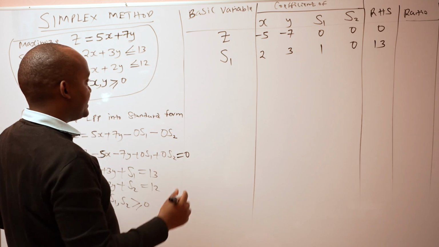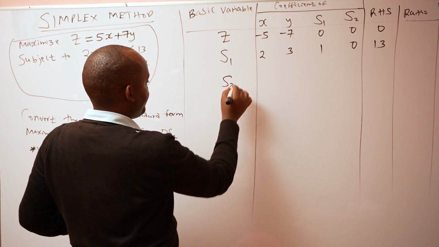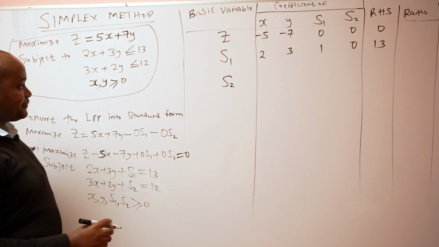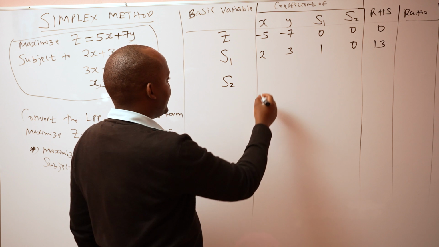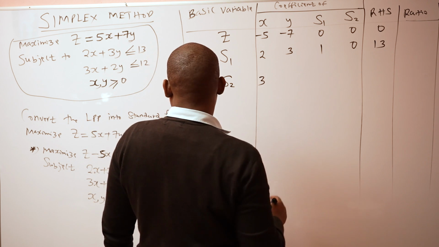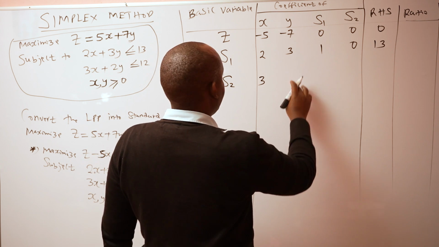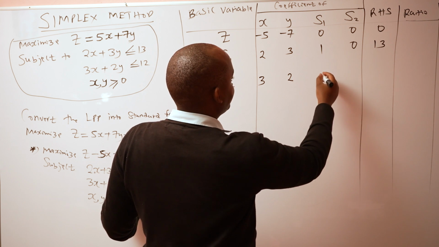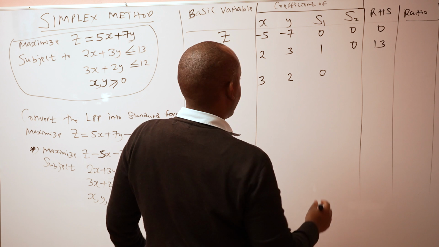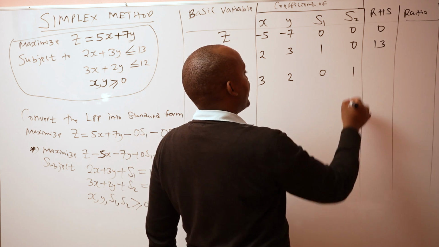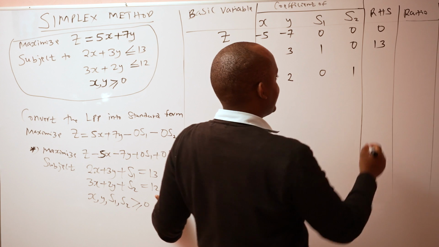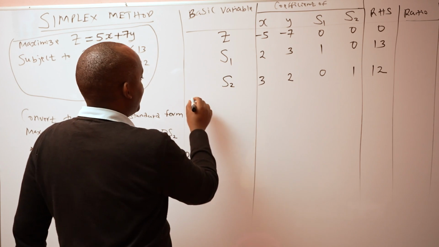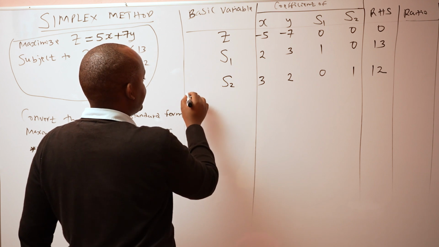The next one is s2, and s2 is a slack variable that corresponds to the second equation. So what is the coefficient of x there? The coefficient of x there is 3. The coefficient of y is 2. The coefficient of s1 is 0. And the coefficient of s2 is 1. And what we have on the right hand side is 12. And now these will form the first simplex table.